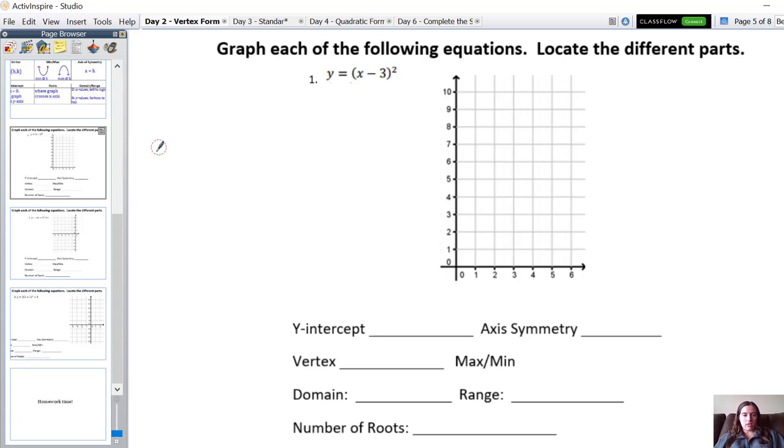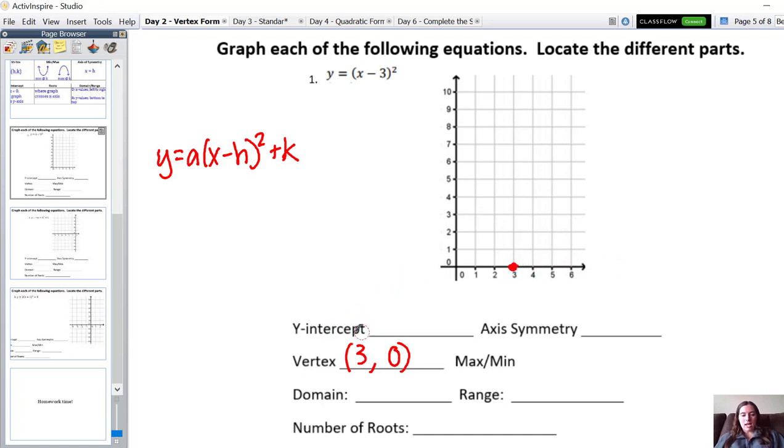Now if we remember our vertex form, that's y equals a(x minus h) squared plus k. Our vertex is the h and the k, but remember with h we need to switch the sign. So here, inside our parentheses we have minus 3, so our vertex is going to have the h value of positive 3, and then we would have a plus k on the outside, but if there's nothing there then we can assume that's a 0. So our vertex is at (3, 0). Let's go ahead and plot that. To the right 3, up 0, there's our vertex.